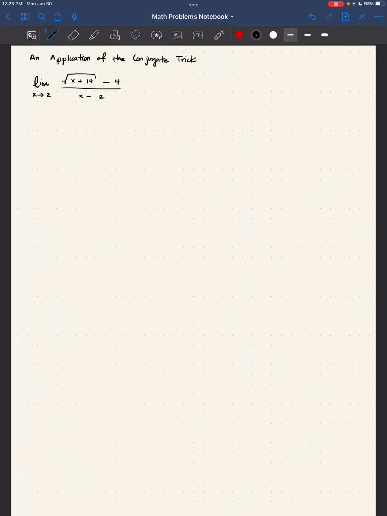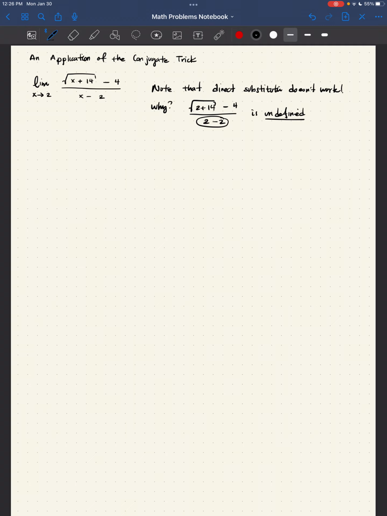But it doesn't work. So note that direct substitution doesn't work, right? Why not? Because direct substitution leads to the following expression: the square root of 2 plus 14 minus 4, divided by 2 minus 2. But this is undefined, simply because we have a division by 0, right?